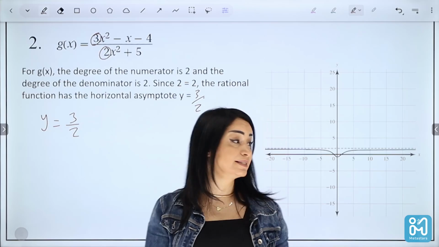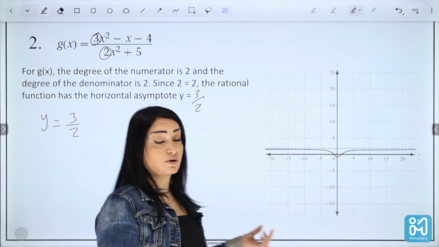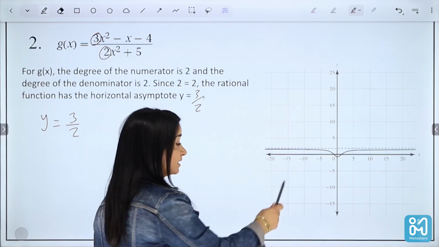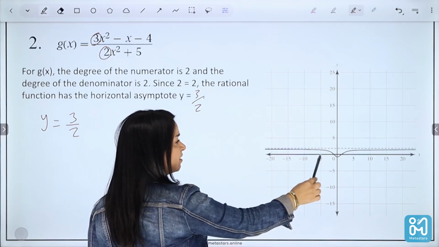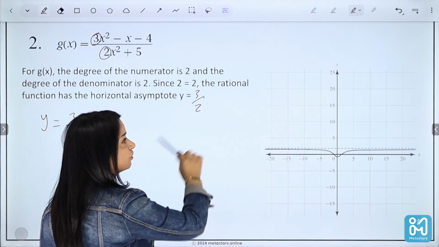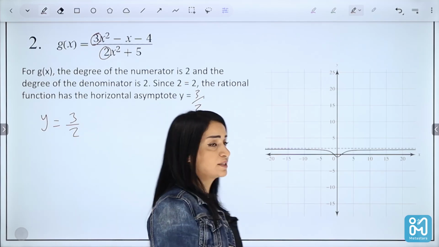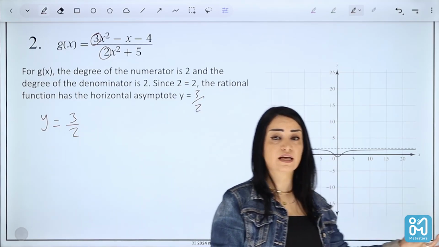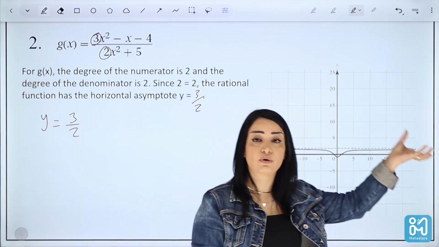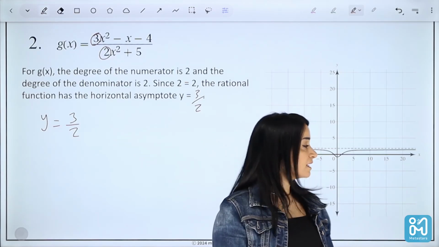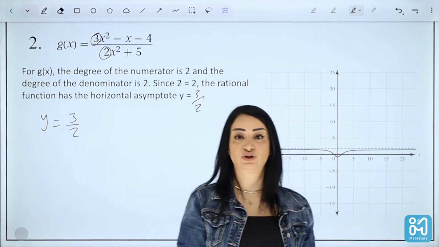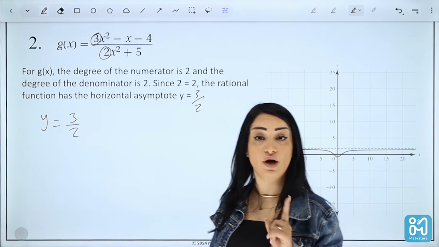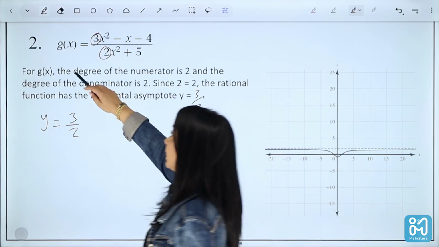So here we can say from the graph, as x goes to negative infinity, f of x, the value of the function, approaches 3 over 2. And as x goes to positive infinity, the value of the function also approaches 3 over 2, which is the value of the horizontal asymptote. Okay.